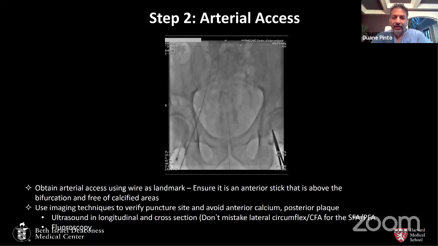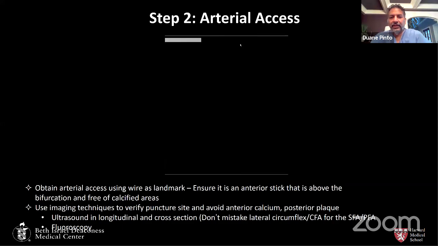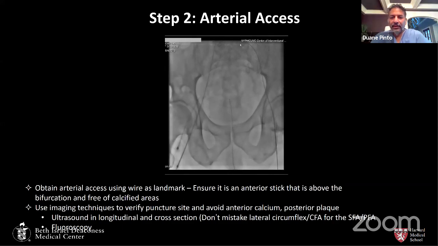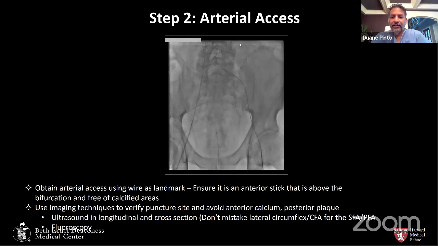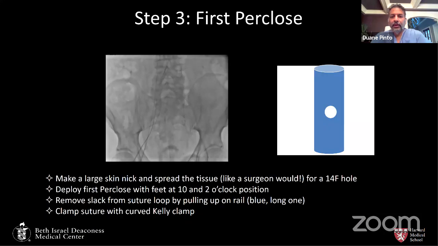And as we mentioned earlier, if this is not a closure situation, but rather an access situation, you can utilize the wire as a marker of where to access the artery. And you see that that's occurring in this case. Okay, again, to re-emphasize, make a large skin nick. Don't do it like an internal medicine doctor like us. Do it like a surgeon would, because you're going to be putting a 14 French hole in there, and you want that suture to be able to glide, no pun intended, through the soft tissue.